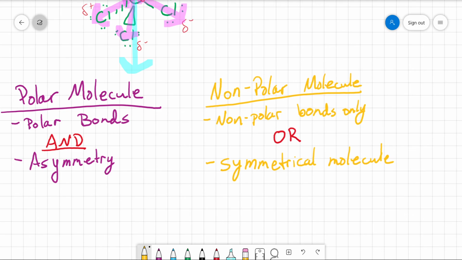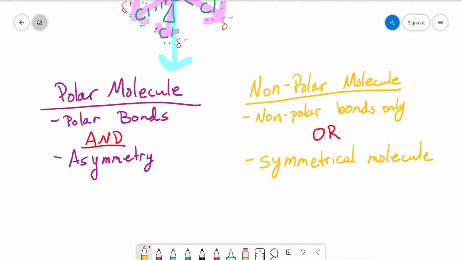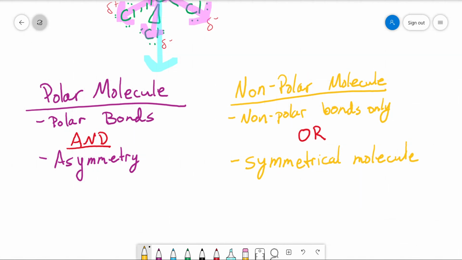So to summarize, for a polar molecule, you have to have a polar bond, at least one, and it has to be asymmetrical. For a non-polar molecule, you have to have either only non-polar bonds or you have to have it be symmetrical.